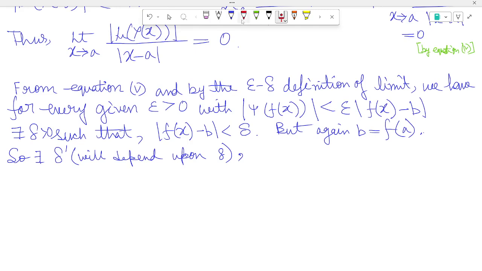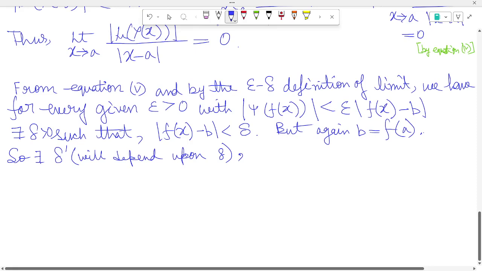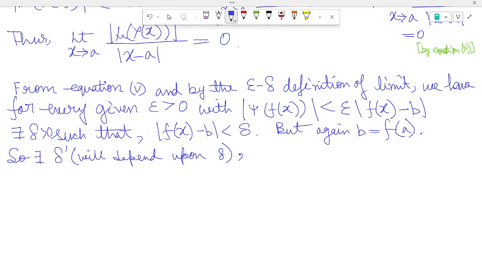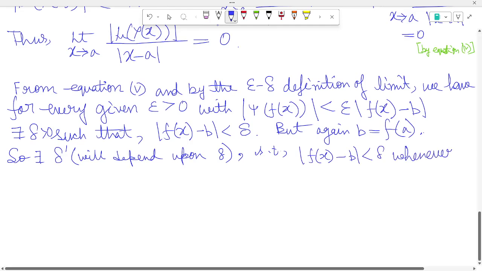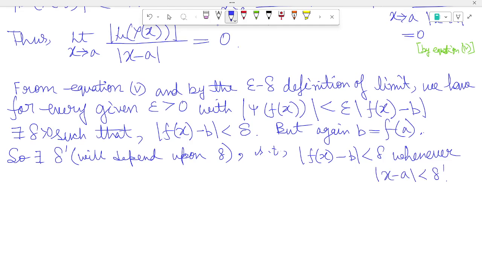Okay. So there is delta. There will obviously be a delta. So that is delta dash such that |f(x) minus b| less than delta when you have |x minus a| less than delta dash. Fine.